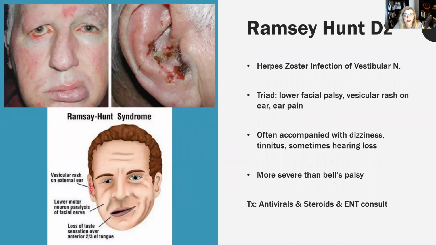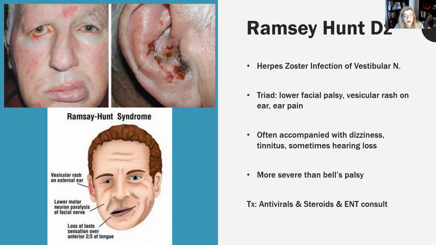Next is Ramsey-Hunt. Ramsey-Hunt is shingles of the vestibular nerve. So that means that the shingle spots are going to pop up on the ear and inside the ear itself. This is going to have a really profound pain type response. Remember how sensitive your ear is to pain? And then think about how much more ear pain hurts than other areas. This is intensely painful, and it's often associated with dizziness and vertigo, sometimes even the hearing loss.